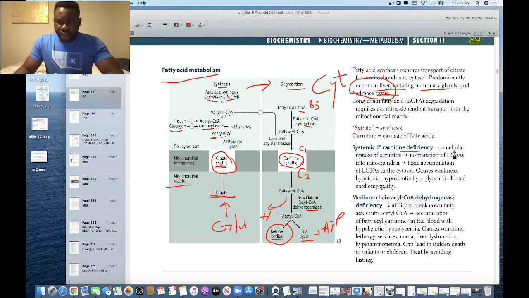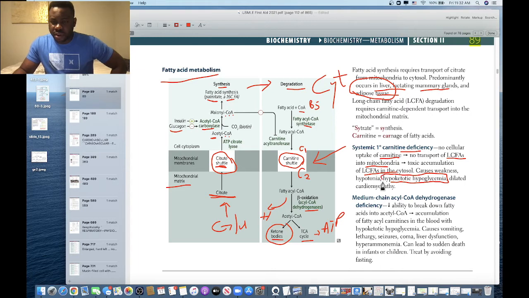Now there is no cellular uptake of carnitine, so there's no transport of the long chain fatty acids into the mitochondria. So we cannot transport the fatty acids into the mitochondria. This place is deficient, primary carnitine deficiency. Please take note. Now, this leads to toxic accumulation of long-chain fatty acids in the cytoplasm. So all these fats will accumulate, we can't break them down. This causes weakness, hypotonia, and hypoketotic hypoglycemia. This word is very, very important.